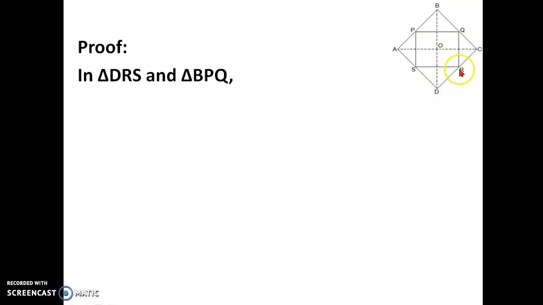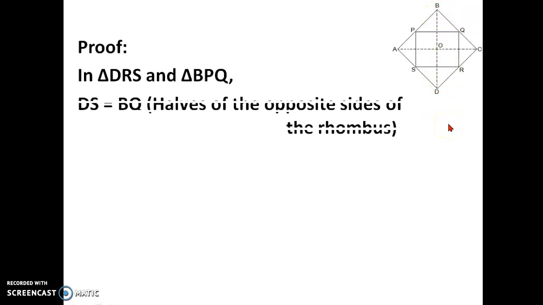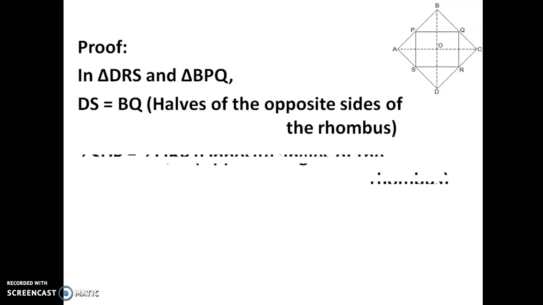In triangle DRS and triangle BPQ, these two opposite triangles we are taking. In that, DS is equal to BQ, halves of the opposite sides of the rhombus. You know that in a rhombus all the sides are equal, so obviously opposite sides are equal. Both are midpoints, so it is half and half, so both the halves will be equal.